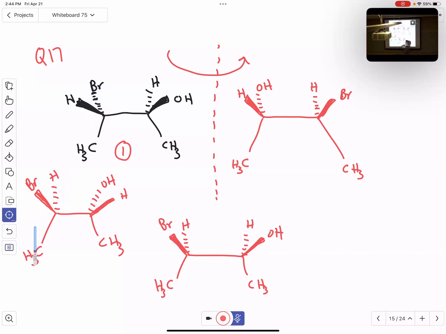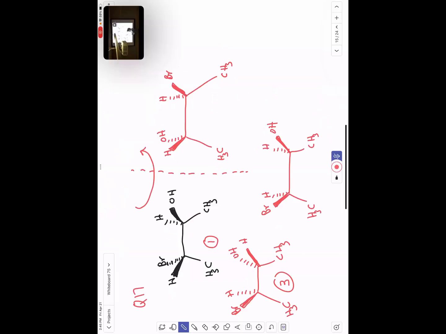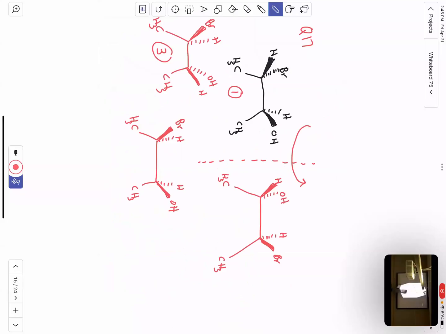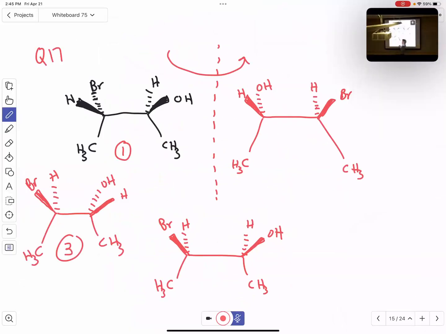Bromine is now pointing out where before it was pointing in, and the alcohol is pointing in, whereas before it was pointing out. And if we look at those choices, that's molecule 3. So molecule 1 and 3 are enantiomers of each other because at both chiral positions, we've switched the stereochemistry of both of those chiral positions.